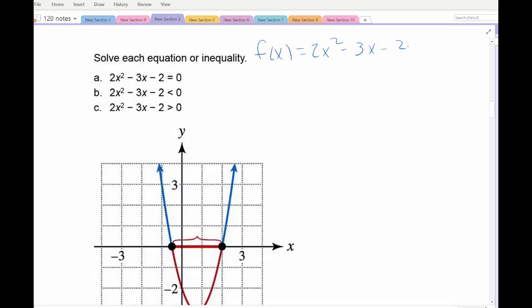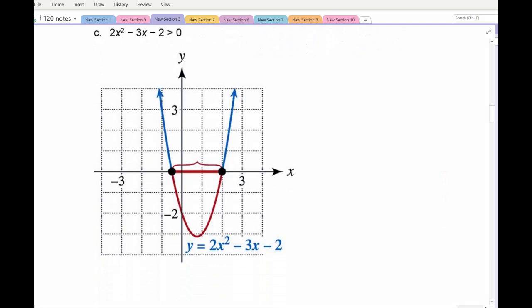A is asking you for the zeros, B is asking for when it's negative, less than 0, C is asking for when it's positive, greater than 0. So you graph it. You can plug it into your graphing calculator and graph it and find a 0. I've got it graphed here already for you. So here's the graph of the function. The first thing is find its zeros.